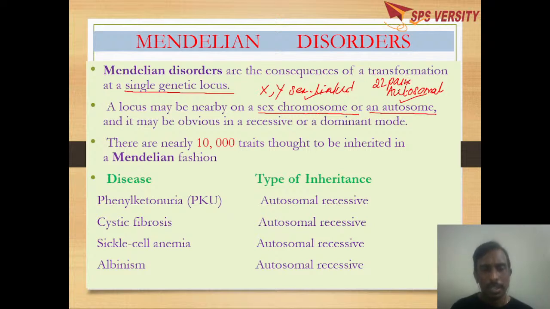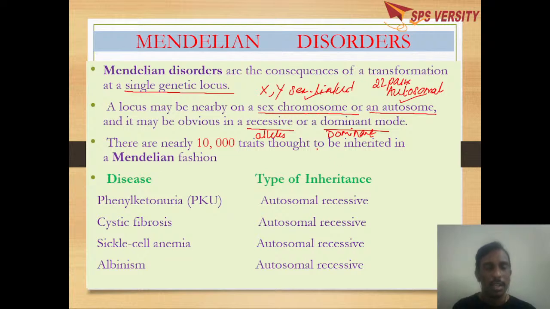And if you see the diseases one by one, in both sex linked and autosomal, again there are two subtypes. They may be recessive or dominant. What is meant by recessive, and what is dominant? Recessive means when both the alleles are recessive, then the disease will come. If any one dominant allele is present, then the disease will come. This is called dominant mode.